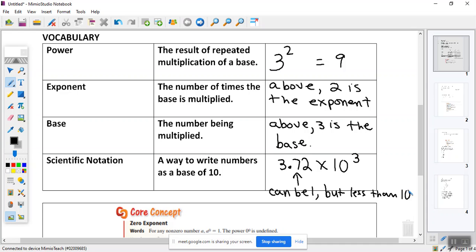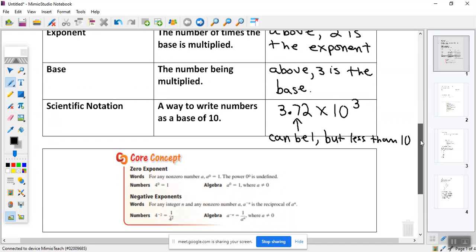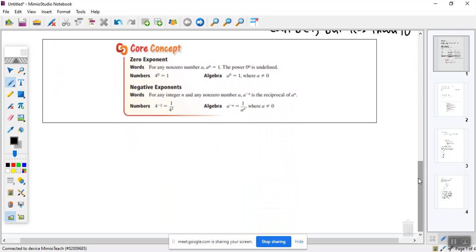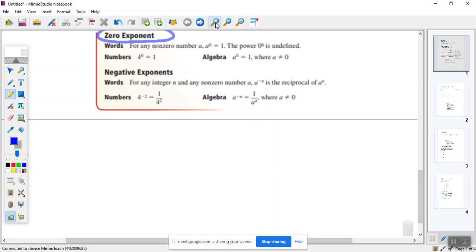All right, core concept. All these core concepts that are in here, these are kind of big ideas right here. First core concept that we have, I'm going to kind of highlight these right here. First core concept up here says what, kids? Zero exponent. Okay. This says for any non-zero number a, a can't be 0, but it says a to the 0 power is always going to equal what? 1. Okay. So if I had 7 to the 0 power, what would that equal?